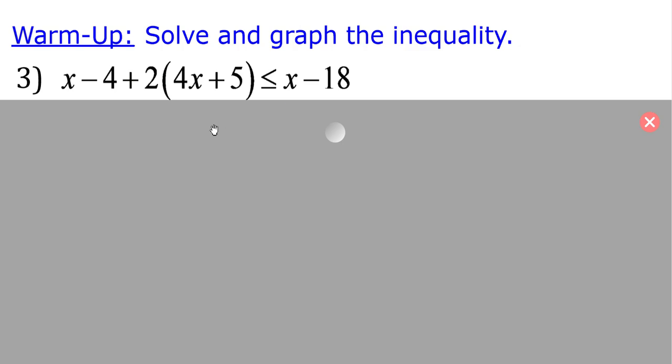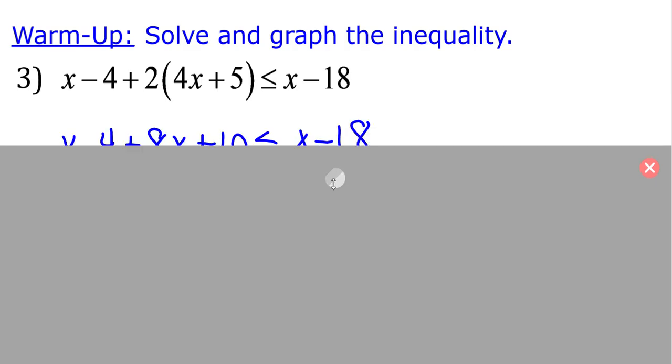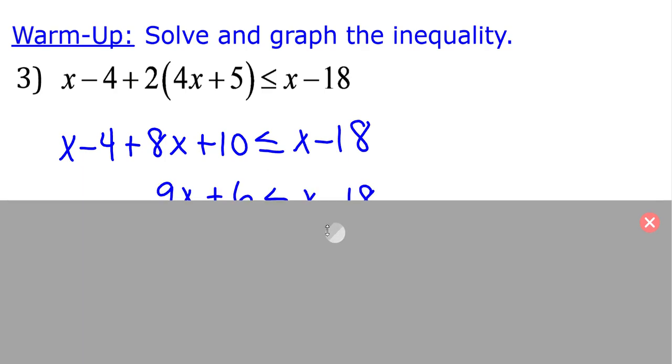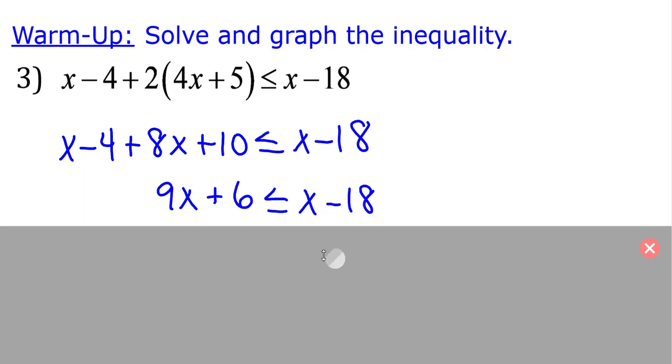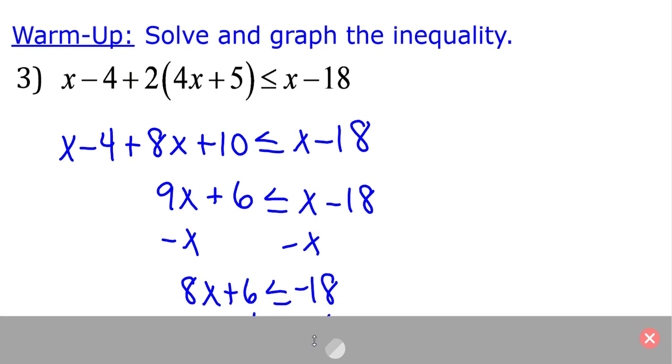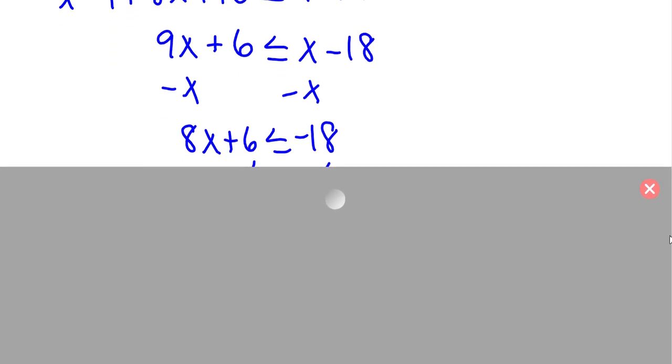We've got some distribution to do here, and by the looks of it, we'll then have some like terms to combine on the left-hand side. So that's for my distribution. I've got some variables to get together and some constants to get together. So that would give me this. Everything is simplified on each side of the inequality. So again, we're going to say, hey, what's our lowest variable? That would be the x here. So I've got to undo that by subtracting x from each side. So that would bring me to 8x plus 6 is less than or equal to negative 18.